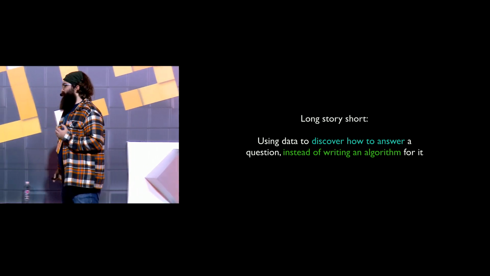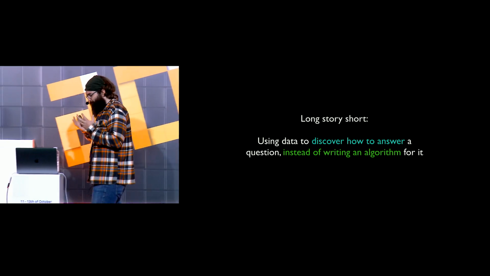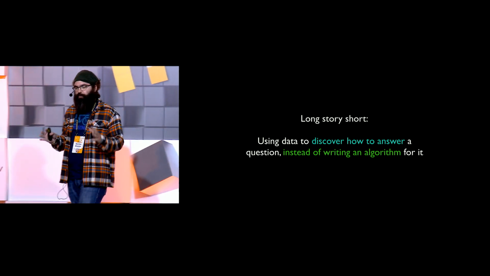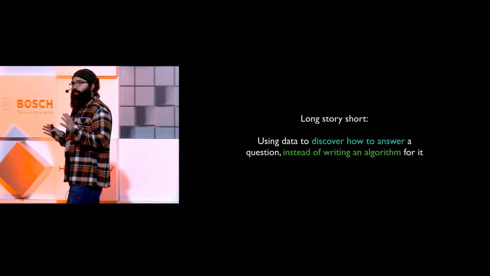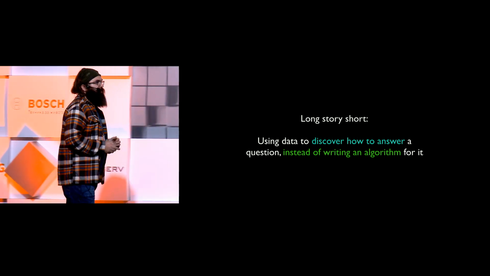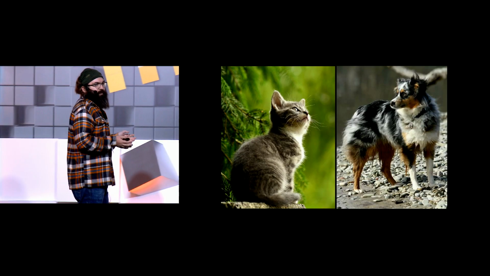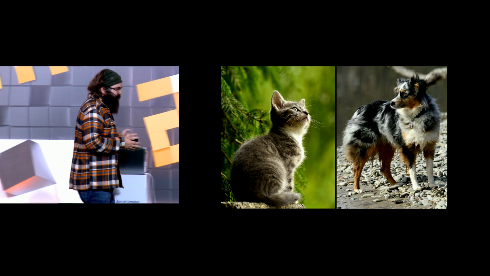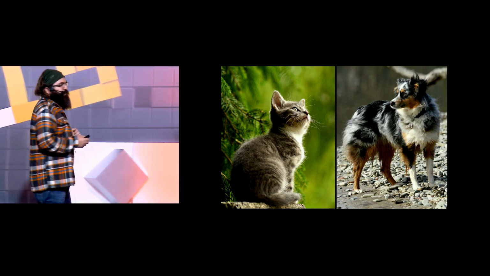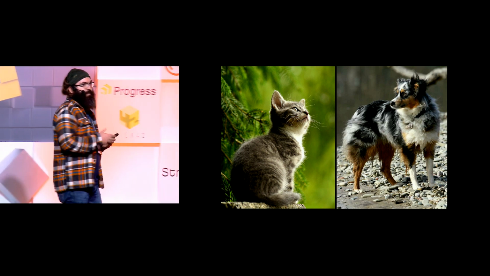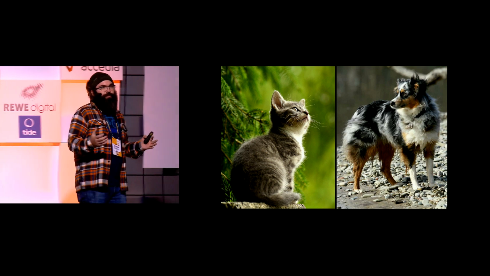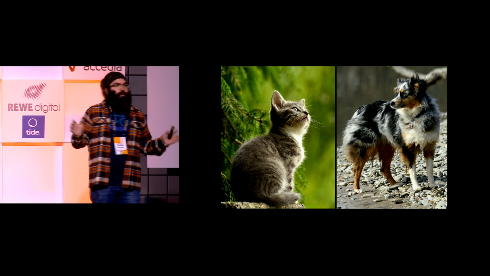It's essentially using data to discover how to answer a specific question or problem, as opposed to writing an algorithm for it. And let me give you an example. Suppose you have a bunch of pictures. Some of them are pictures of cats, some of them are pictures of dogs. And you want to write a program that takes a picture and tells you whether this is a cat or a dog.